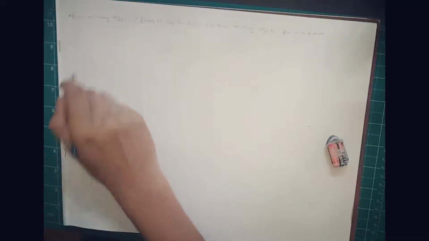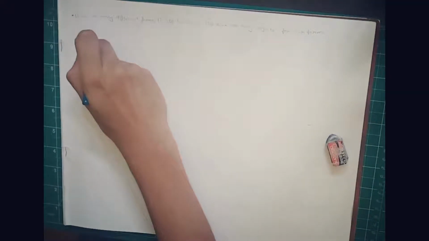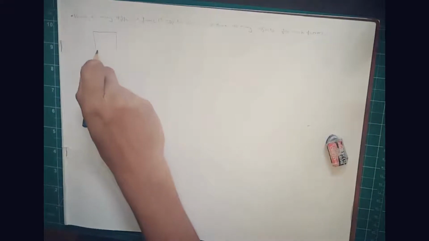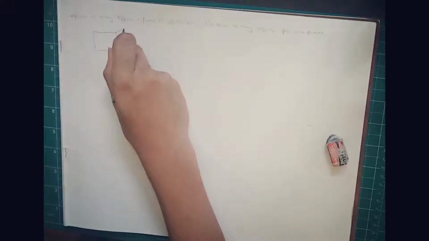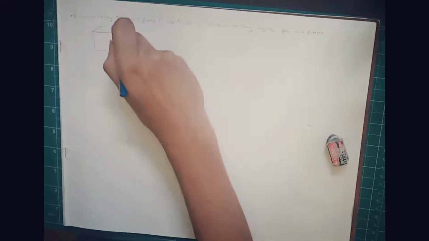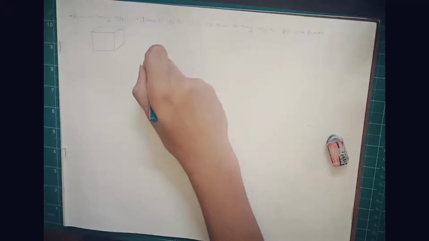Okay. First things first, start off simple with a cube. A cube is like the simplest of all forms. So you guys should know how to draw a cube, but just in case you don't know how to draw a cube, there's an extremely easy way to actually do it. So I'm going to teach you here.